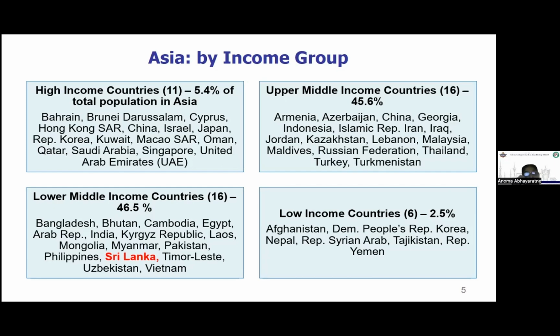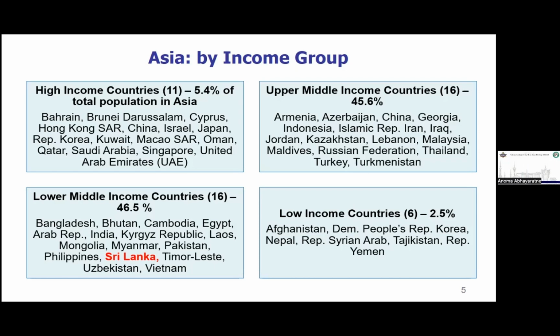From Asian countries, you can see the high-income countries in the first category. Out of the total population in Asia, only 5.4% of people live in those countries. Which countries? Like Bahrain, Brunei, Cyprus, Hong Kong, Japan, Korea. Upper middle income countries, 45.6% of the population live in those countries, in Lebanon, Malaysia, Maldives. You can see that the only South Asian country in upper middle income countries is the Maldives.